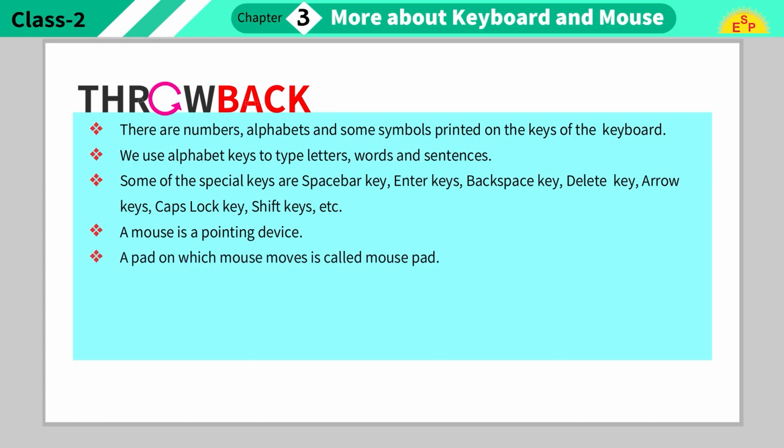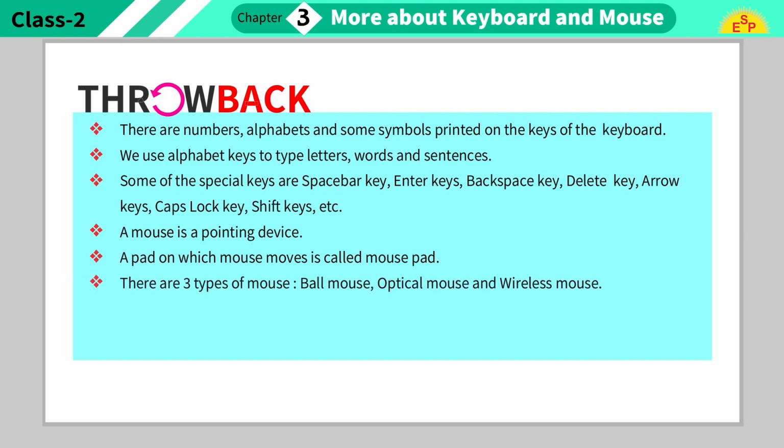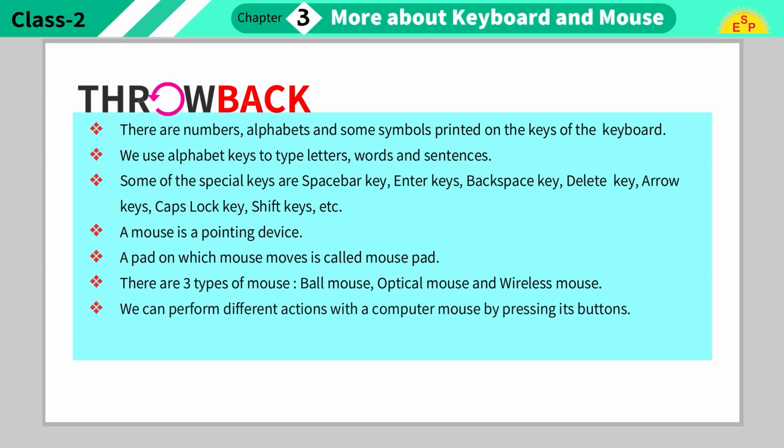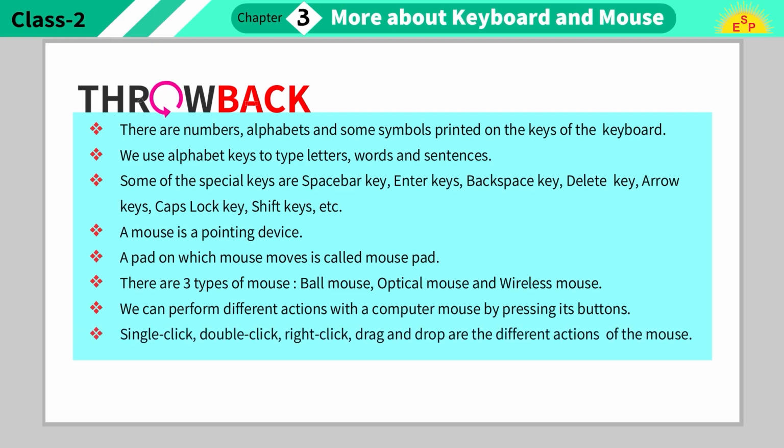A pad on which mouse moves is called mouse pad. There are 3 types of mouse: ball mouse, optical mouse, and wireless mouse. We can perform different actions with a computer mouse by pressing its buttons. Single click, double click, right click, drag and drop are the different actions of the mouse.